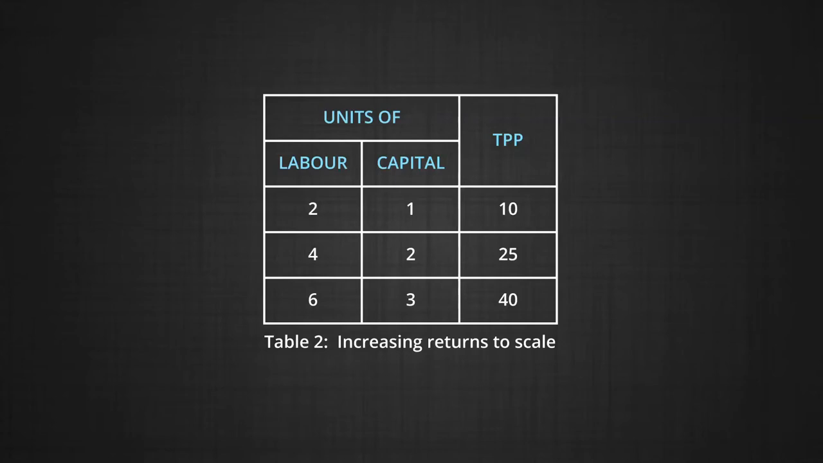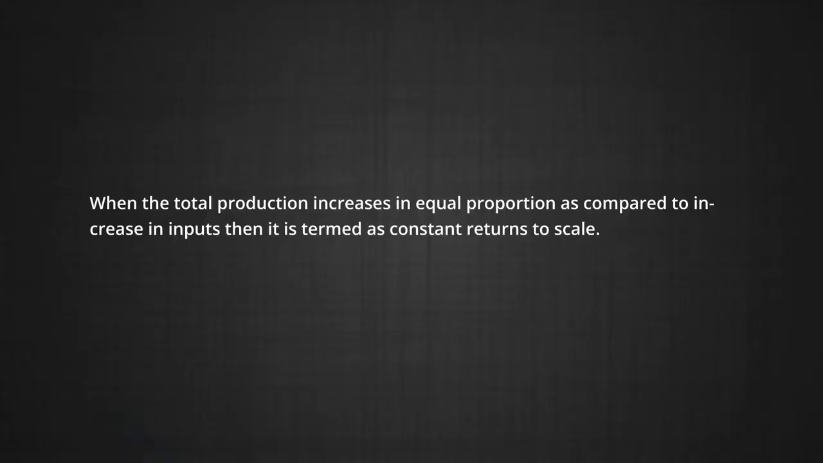Can you work out the proportionate changes in inputs and output between the second and third rows of the table? What proportion have inputs increased by? And what proportion has output increased by? Does this display increasing returns to scale? As you've probably worked out, inputs have increased by 50% and output has increased by 60%, so increasing returns to scale do hold.